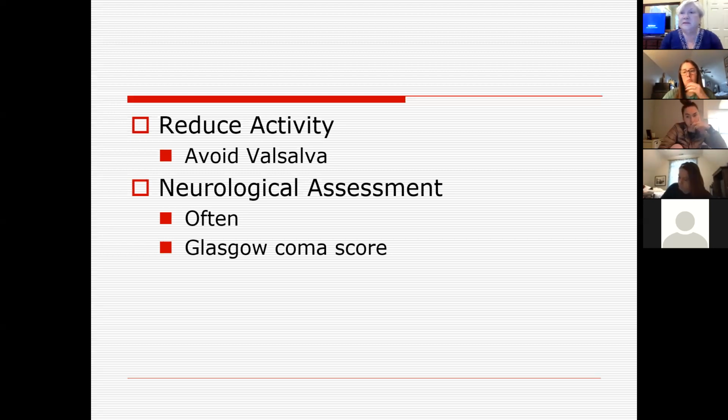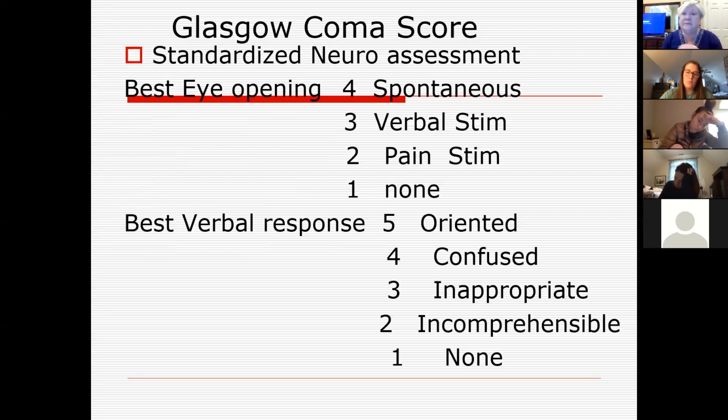We're going to do the neuro assessment often, probably at least Q1 at first. In the ER, we do it Q15 minutes when you come in because we're really looking for immediate changes. And we can use lots of different methods. The most common by far is a Glasgow Coma Score on anybody with a head type of situation. It standardizes a neuro assessment. Most of you have done Glasgow Coma Scores. You don't have to know the numbers for this, but you do have to know what it means.